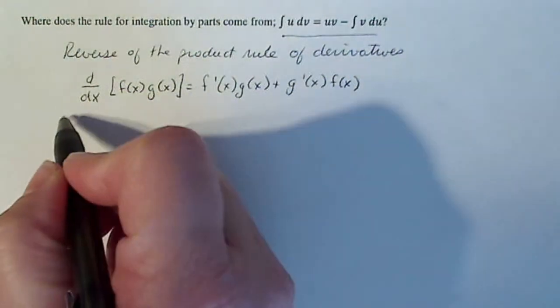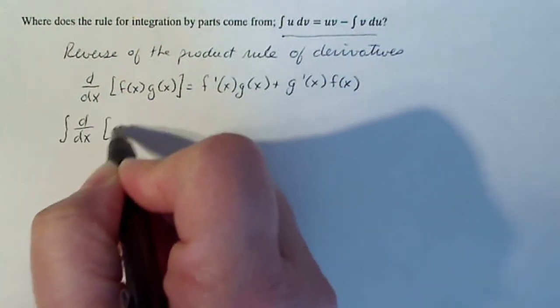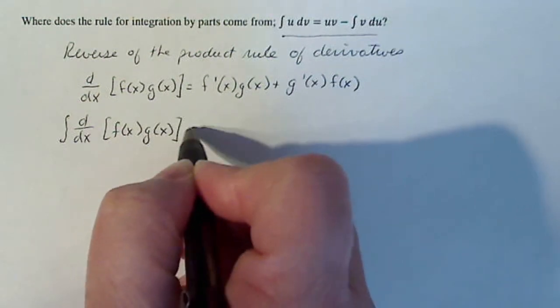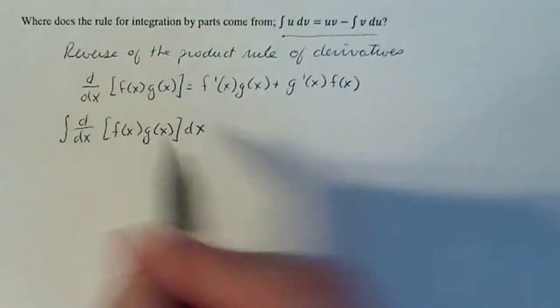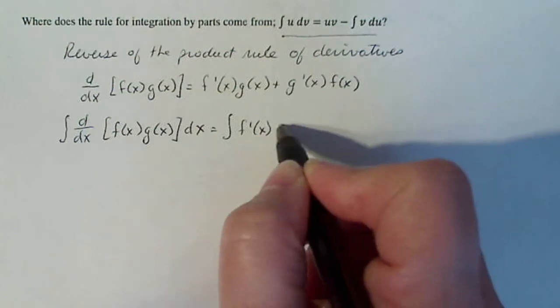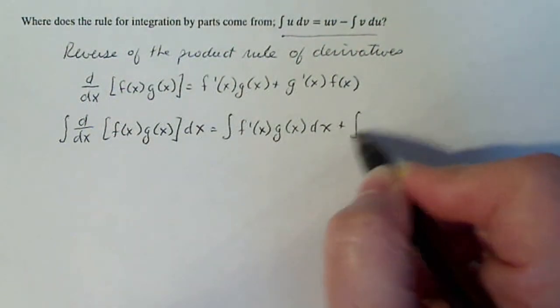Okay. Now, if I want to reverse a derivative, I integrate it. So I'm going to integrate both sides of this equation, which is exactly the reverse, kind of like logarithms and exponentials. But I am going to integrate it with respect to dx because that's the independent variable here. So I keep writing, integrate this piece, and integrate this piece.